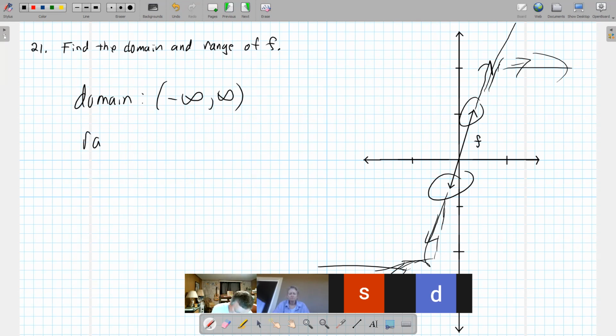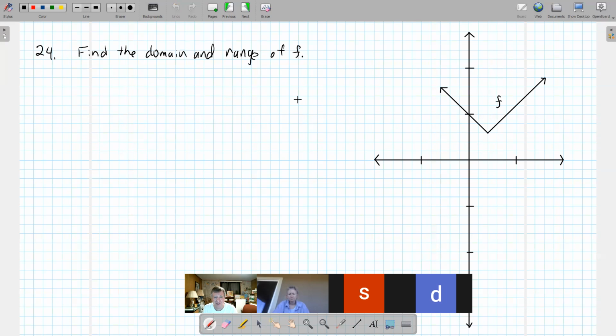What's the range? The range is the same thing, because this is going down forever and it's going up forever. So the domain and the range for this function is all real numbers. Any x value you put in is going to give you a real y value. Any y value you put in that's real is going to give you a real x value. Okay? And this may be a little clearer as we look at some, for instance, this one.